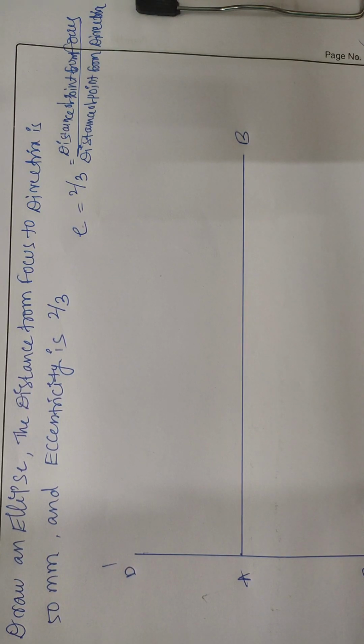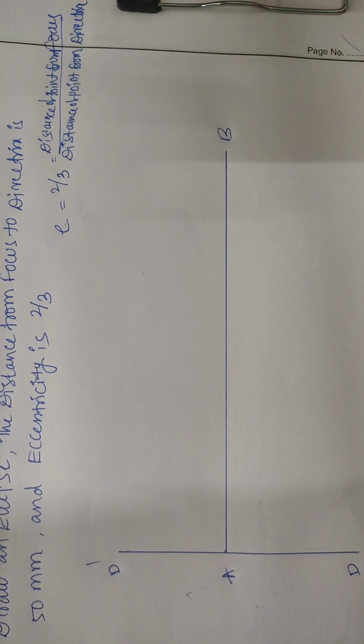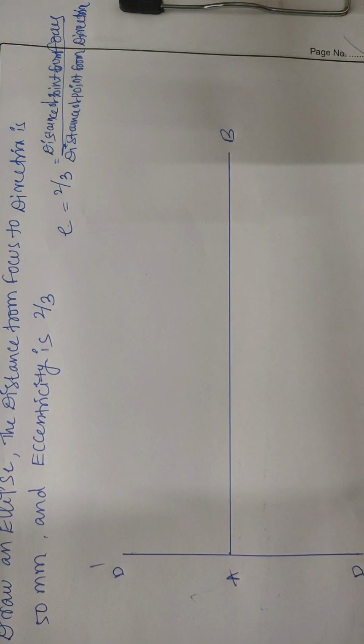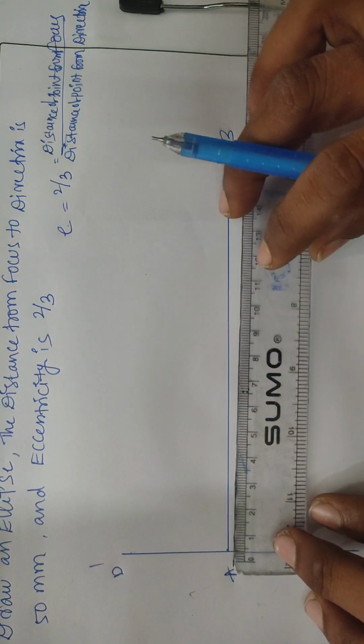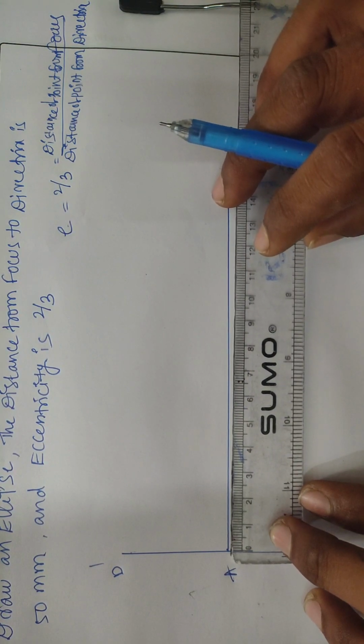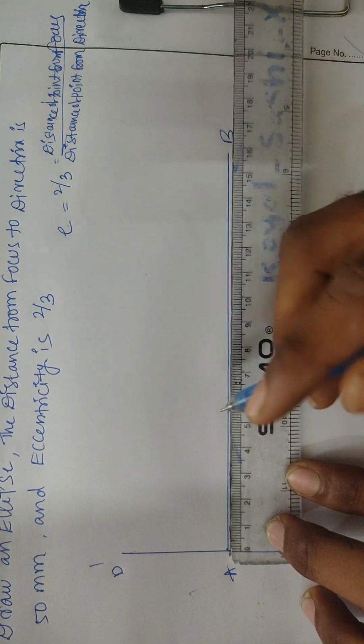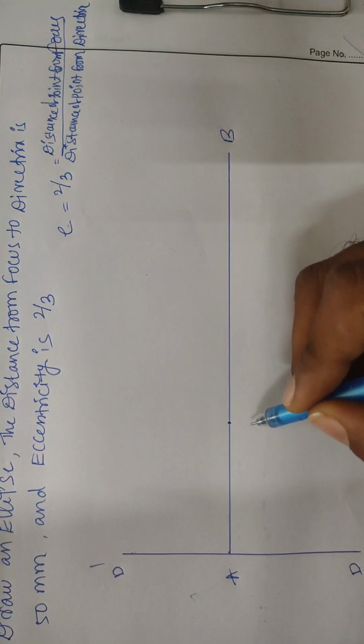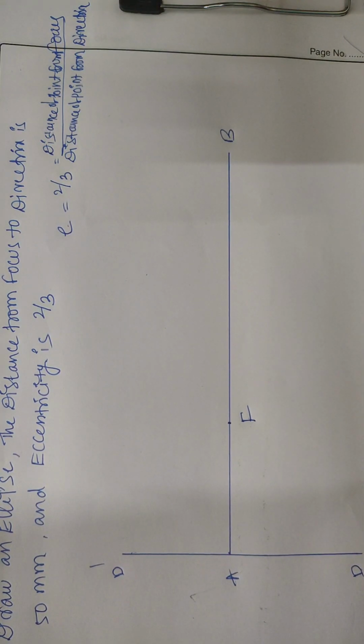After these two lines, directrix line and principal axis, here we need to locate the focus. Here the focus distance is mentioned in the question itself, that is focus to directrix distance is 50 mm. From the directrix on the principal axis, measure 50 mm, that is 5 centimeters. See here, this is your focus. Locate the focus at 50 mm distance from the directrix line and mark it as F.